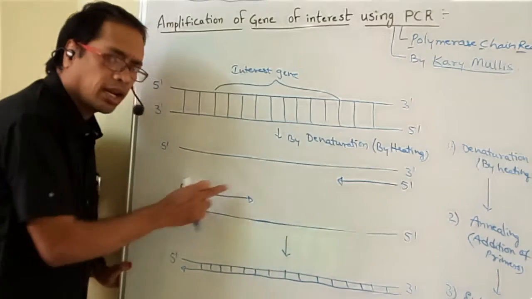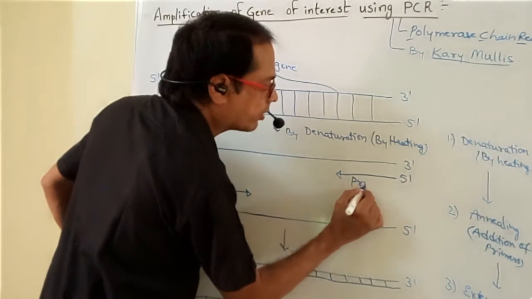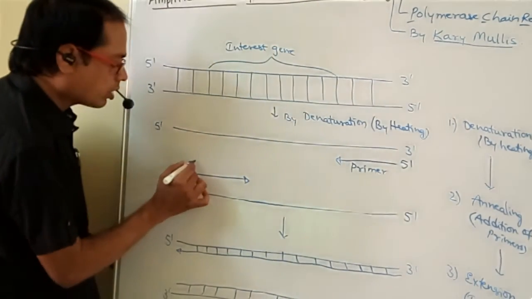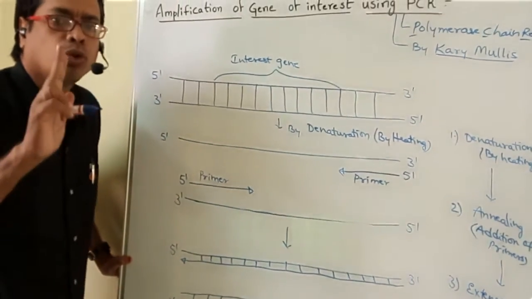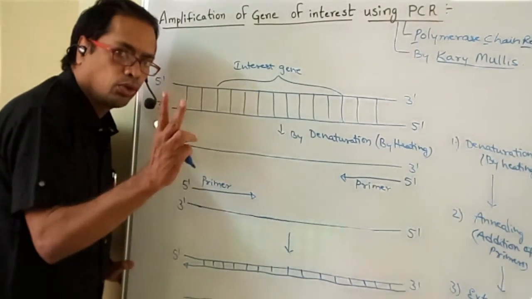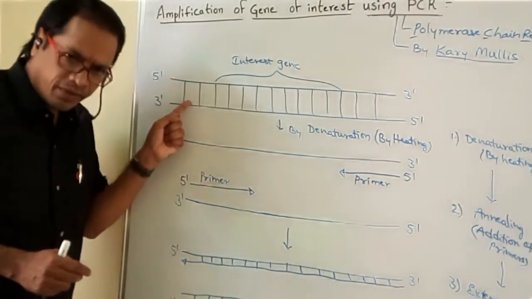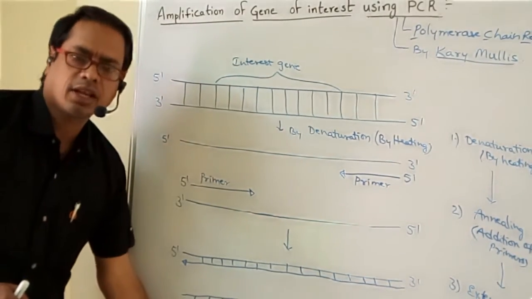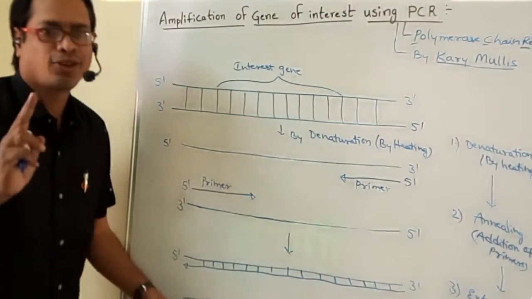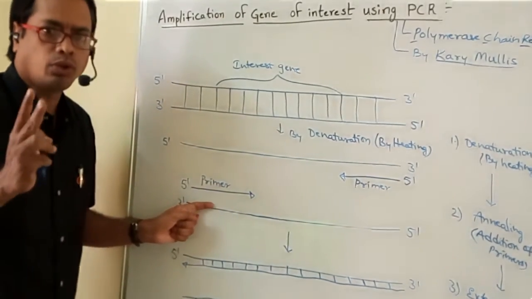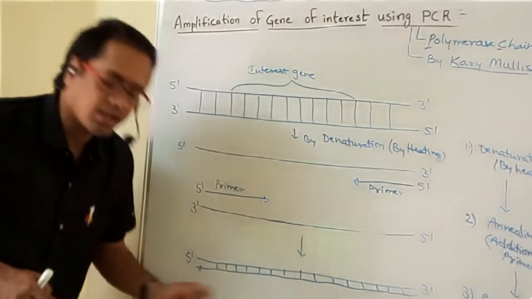How many sets of primers are required? This is one primer. This is another primer. How many primers are required? Two primers. Number of primers is 2. Here we have used two primers. How many desired genes are obtained? Two. That means for one amplification, finally amplification is completed. For one amplification, two desired genes are obtained and two primers used. So the number of primers used is equal to the number of desired genes obtained.